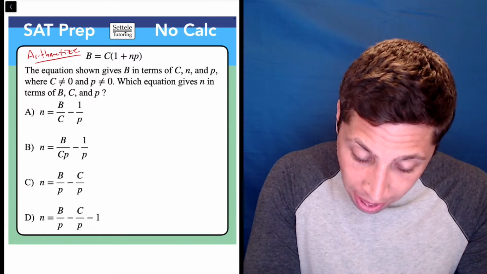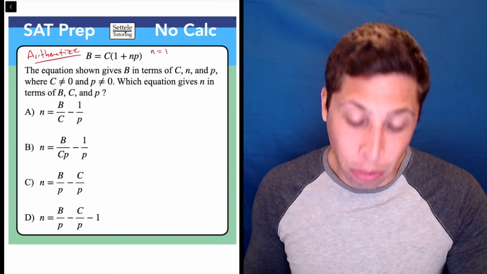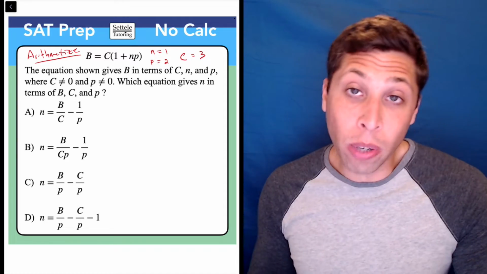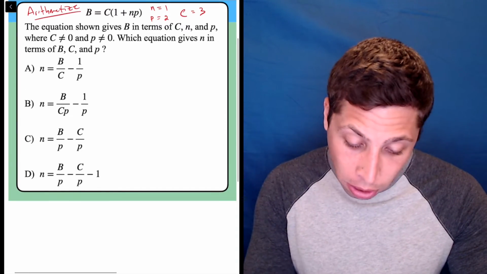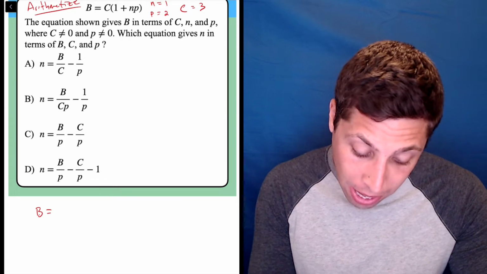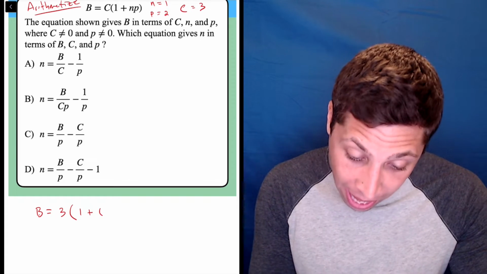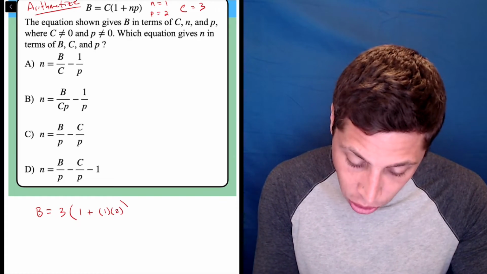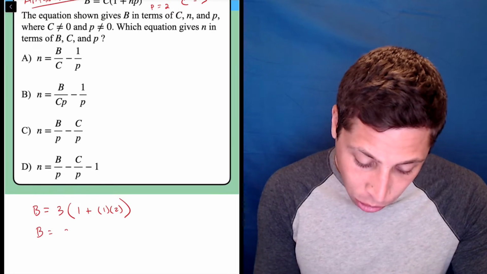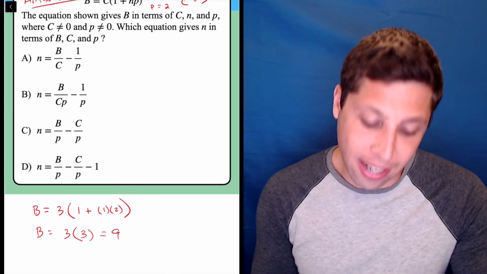Let's do that N is going to be 1, since that's the number I'm going to get to later. We'll make P equal to 2 and C equal to 3. And what that's going to do is turn my equation into some sort of numerical thing where I can solve for B. So like I said, 3 is the value of C, 1 plus N is 1, P is 2. And now look, most of the algebra is gone. I can just solve for this. So B is equal to 3 times 1 plus 2, which is 3, so B is 9.